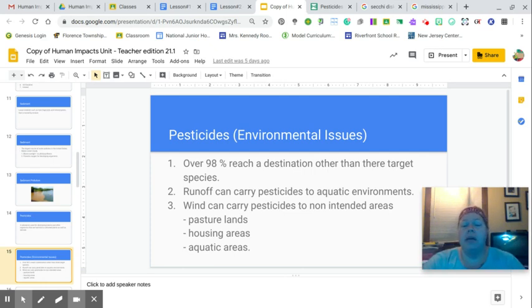So when they're spraying, though, instead of getting on the areas that they might want it to go because it's windy, it might go onto a pasture or go into housing or go into an aquatic area. Again, now it's in the water supply, which is what we're talking about. Water pollution.